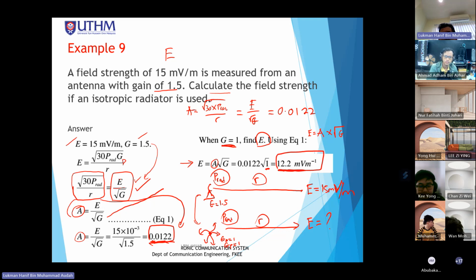From here, we can see the difference. The E field from the isotropic antenna is less than the E field produced by the real antenna, which is 15. Why? Because the gain of the isotropic antenna is equal to 1. When we measure the electric field at the same distance, the field produced by the isotropic antenna is less because the gain is equal to 1.